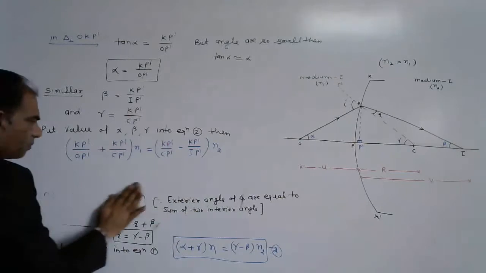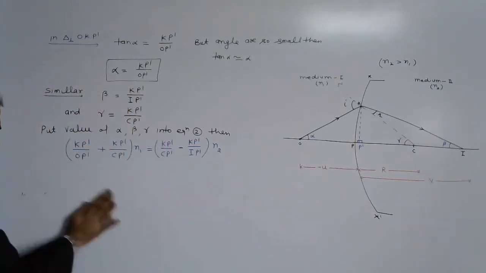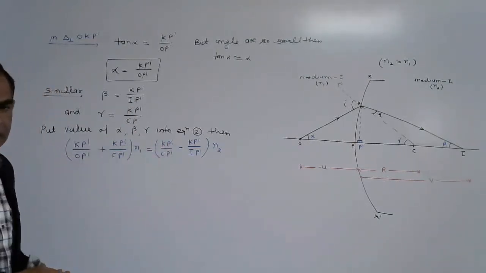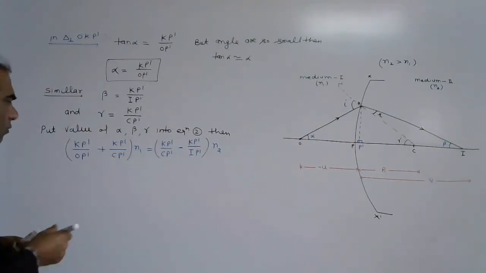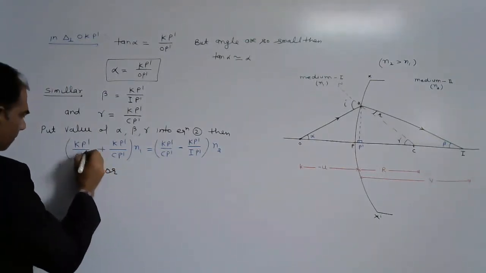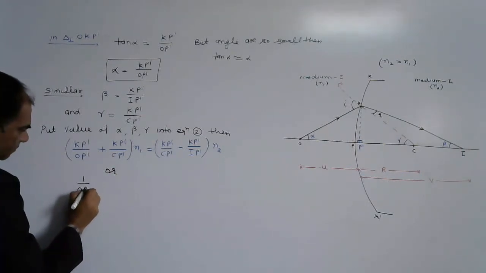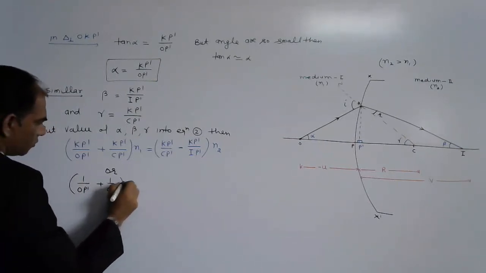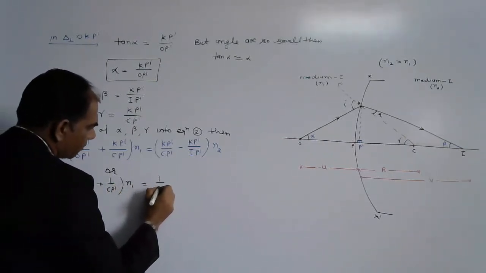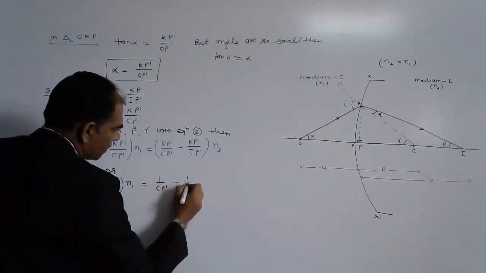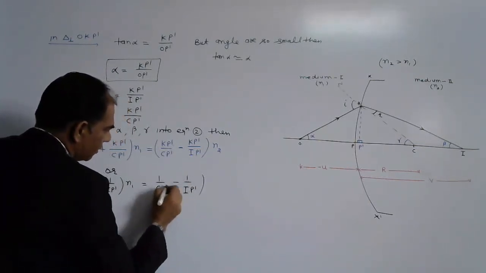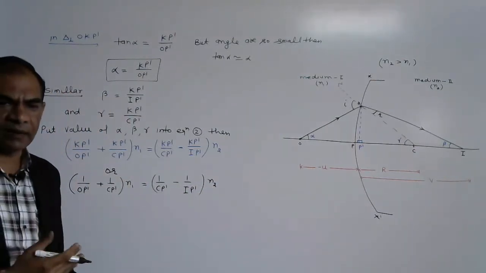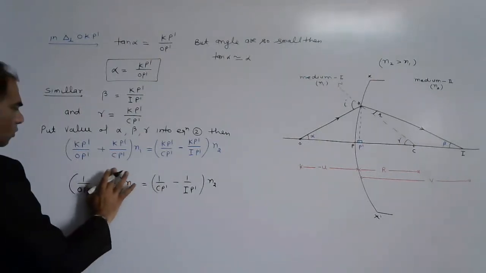Then it is important to note here, KP' and KP' take common on both sides and cancel out, so it becomes 1 upon OP' plus 1 upon CP' into n1 is equal to 1 upon CP' minus 1 upon IP' into n2. Because KP' is common on both sides and cancels out.